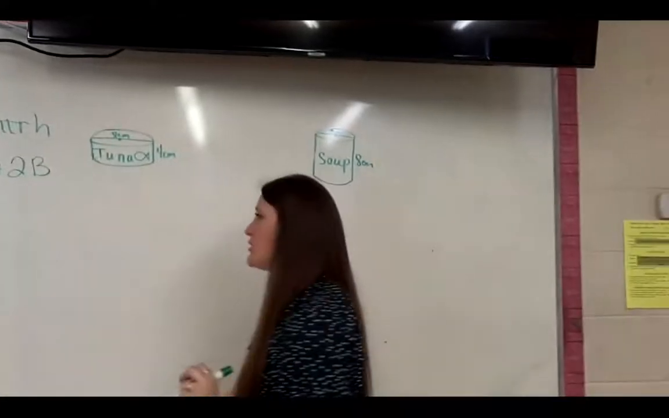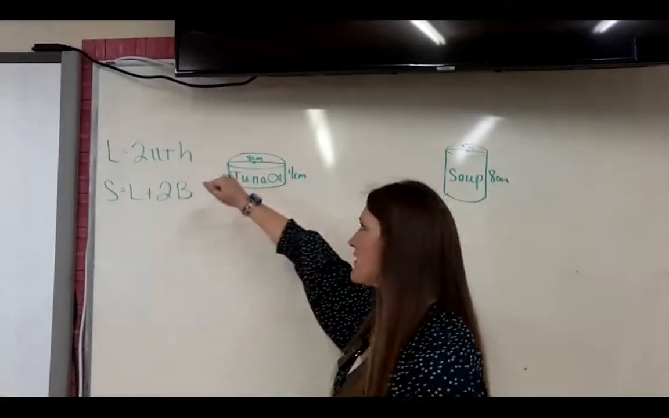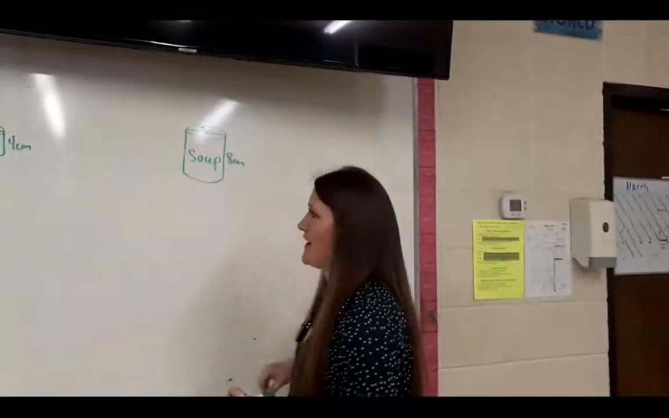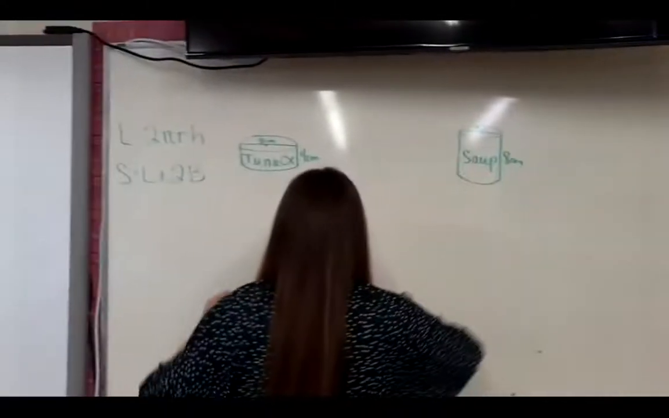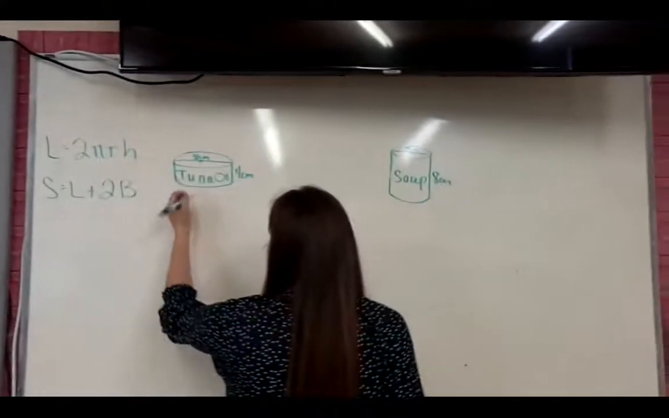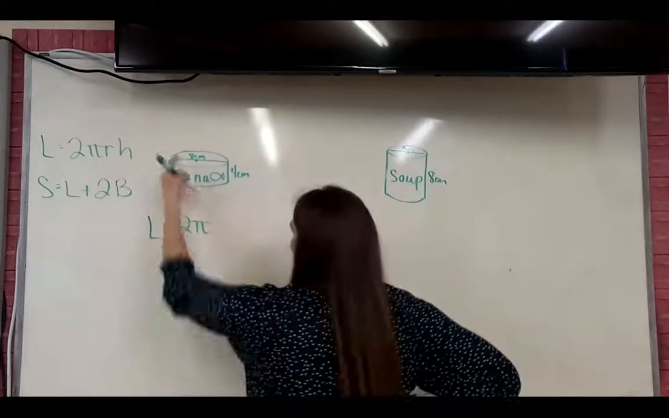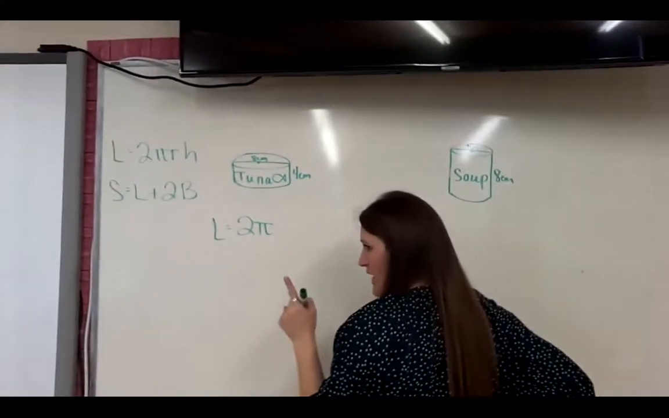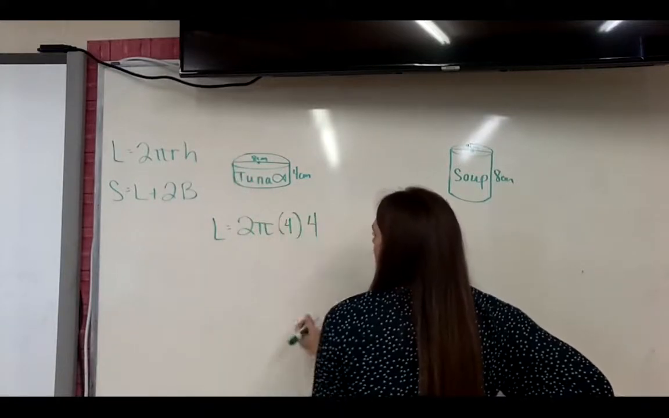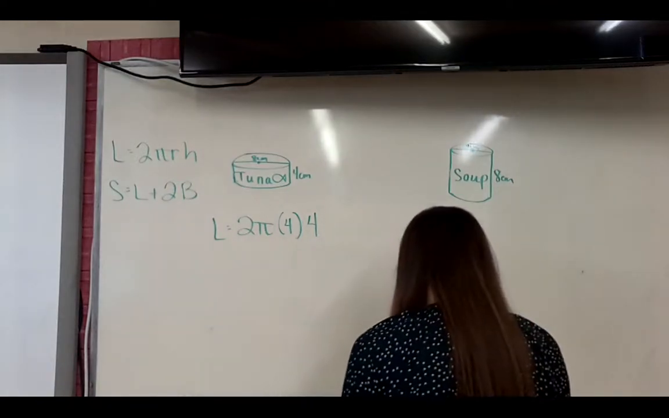Okay, the number 2 said, which one has a greater surface area? A can of tuna that has a diameter of 8 centimeters and a height of 4 centimeters, or a soup can with a diameter of 4 centimeters and a height of 8 centimeters. So first thing we find is our lateral area, 2 pi RH. We have 2 pi, okay, the diameter is 8, so don't forget you have to find the radius. If the diameter is 8, the radius is half of that, which is 4. The height is 4. 4 times 4 is 16, times 2 is 32, so then I have 32 pi.